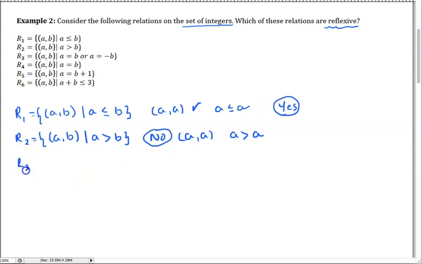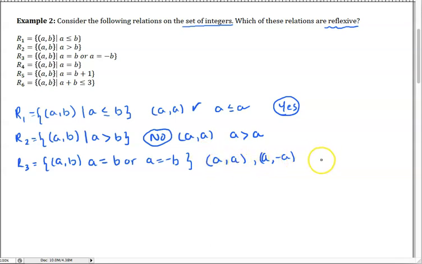Yeah, let's look at R3. So R3 is all the coordinate points such that A equals B or A equals negative B. Right? So you basically will have integers, coordinate points where either the coordinate points are the same or the coordinate points are opposites of each other. They contain all of those. So because it contains all the possible combinations of integers where the two elements are the same, amongst others, then it's a yes. Okay, so this would be reflexive.